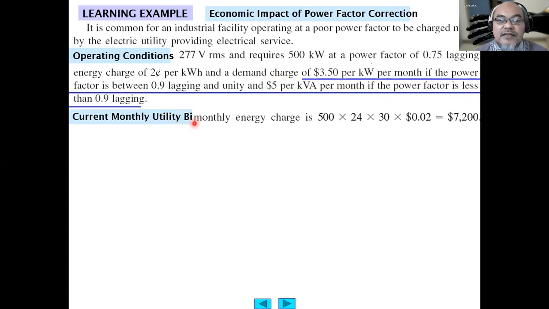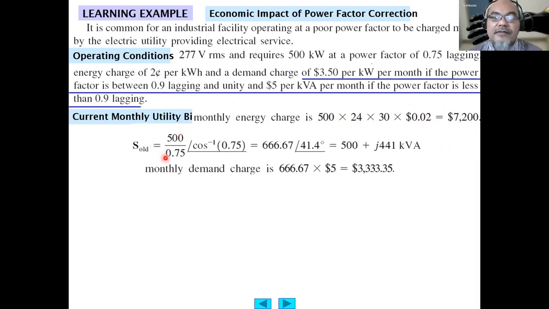So the current monthly utility energy charge is 500 kilowatt times 24 hours times 30 days per month. So this is kilowatt. If it is 1 hour, then 500 kilowatt hour times 24 hours per day times 30 days per month times 2 cents per kilowatt hour. So this industrial facility has to pay $7,200 per month. Then the complex power before introducing any capacitor is the 500 kilowatt divided by the power factor 0.75 with an angle of arc cosine 0.75.